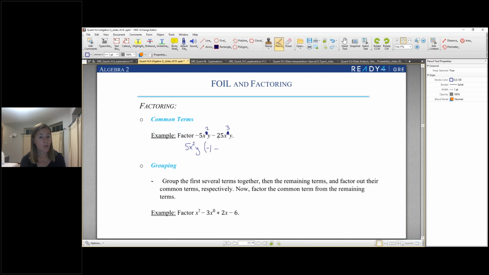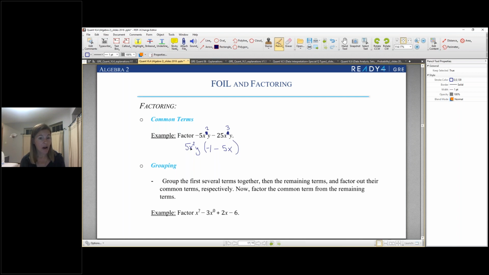And what about when we factor it out of the second term? So we pull the 5x squared out of this second term. What are we left with? We pull out a 5 from minus 25, and we're left with minus 5. We pull out an x squared from an x cubed, and we're left with x. We pull out a y from a y, and we're left with nothing. So it's just minus 5x.